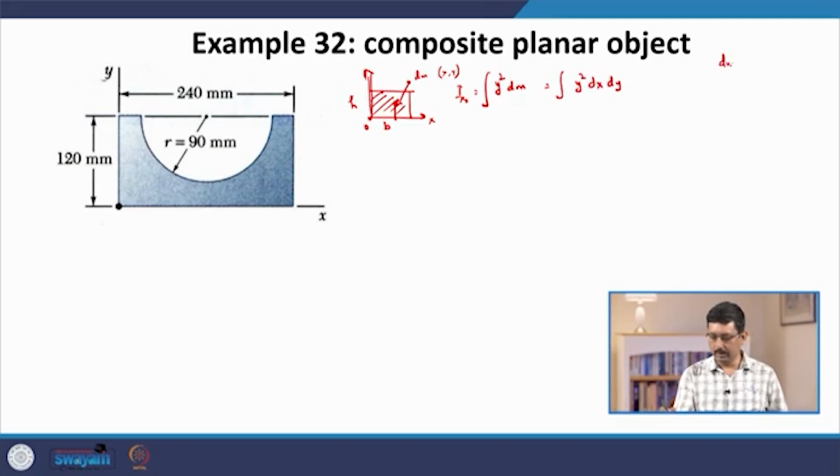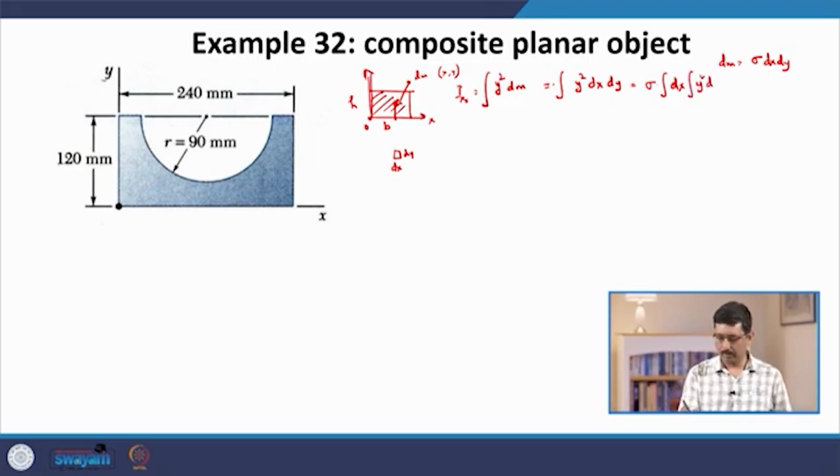Let us say the area density, that is, mass per unit area, is sigma. If it is a rectangular element with width dx and height dy, then the mass is sigma dx dy. I assume sigma is constant, so I will take it outside the integral. So, this will become sigma times dx times y square.